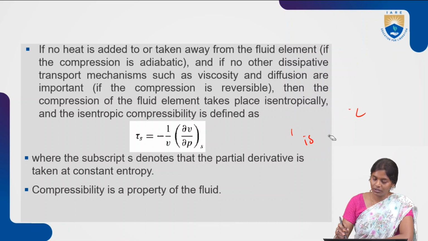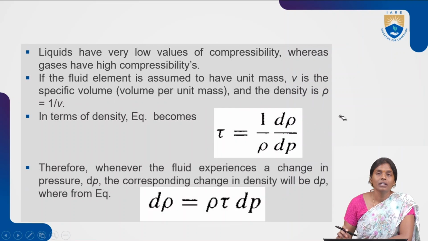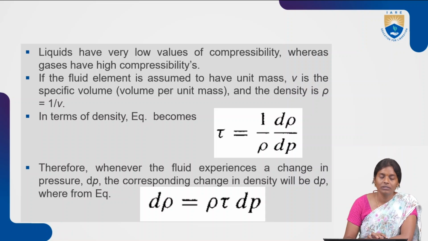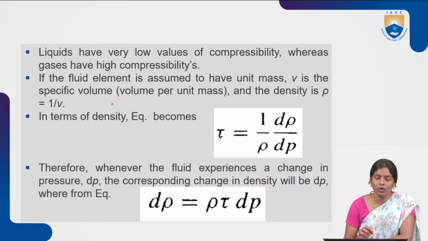So these two we have shown, and we have concluded from that, compressibility is a property of the fluid. Liquids have very low values of compressibility, whereas gases will have a high compressibility effect. Suppose the fluid element is assumed to have a unit mass, then we consider it as a specific volume, and the density we know is rho equal to 1 by V.